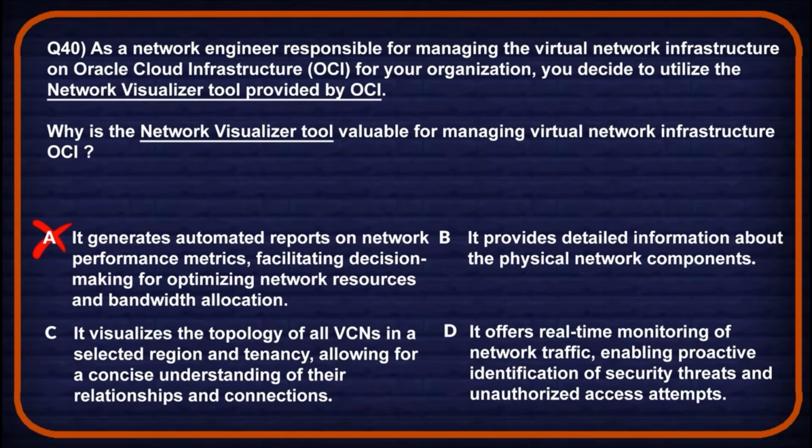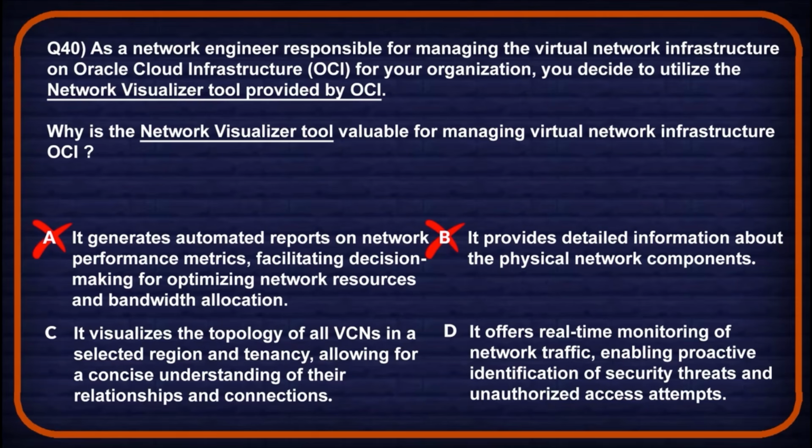Moving on to option number B. It provides detailed information about the physical network components. Network Visualizer focuses on virtual components, not physical infrastructure. So option B is not a correct choice again. Moving on to option number C. It visualizes the topology of all VCNs in a selected region and tenancy, allowing for a concise understanding of their relationship and connection. Network Visualizer displays the VCN topology within the region and tenancy, helping users understand resources, relationships, and connectivity. So option C might be a potential answer.